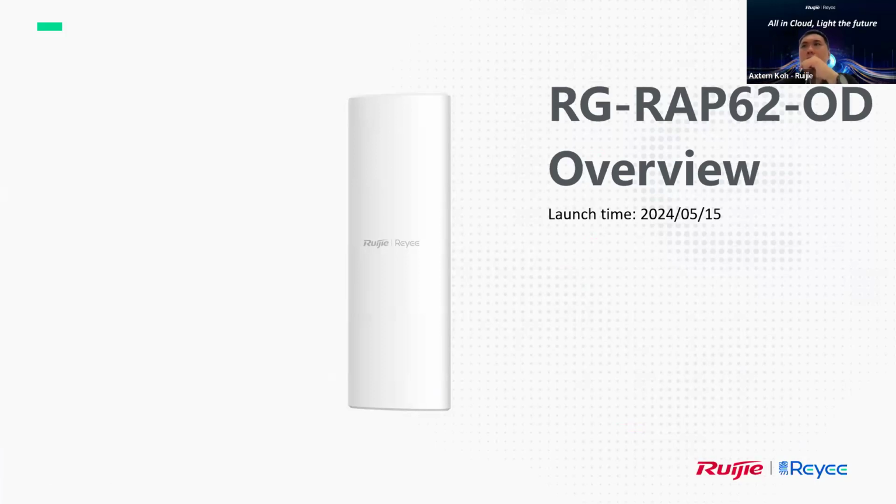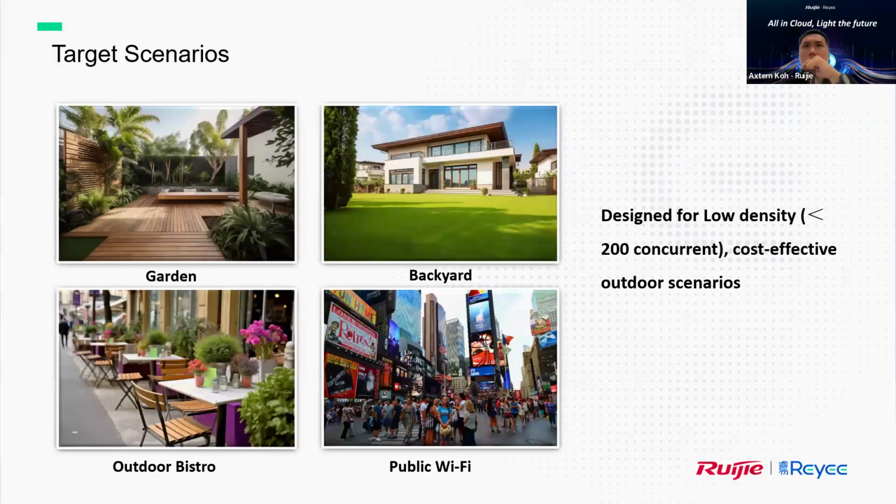For AP, on May 15, we are going to release the RP62OD. I don't know if all of you still remember, we do have one Wi-Fi 5 model, the RP52OD. So Wi-Fi 6, we're going to launch on May 15, this RP62OD. So what is the target scenario we're going to sell? Which scenario can you sell to the customer? House, bungalow, garden, outdoor, public Wi-Fi.